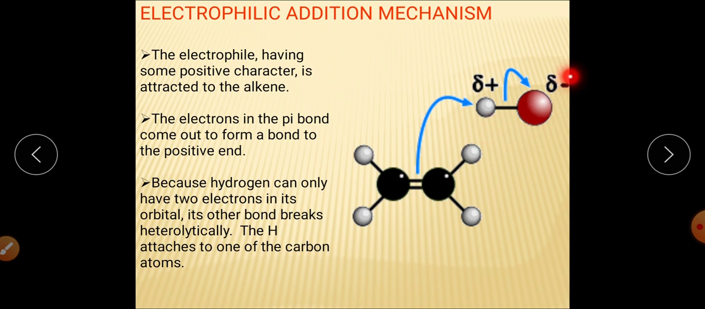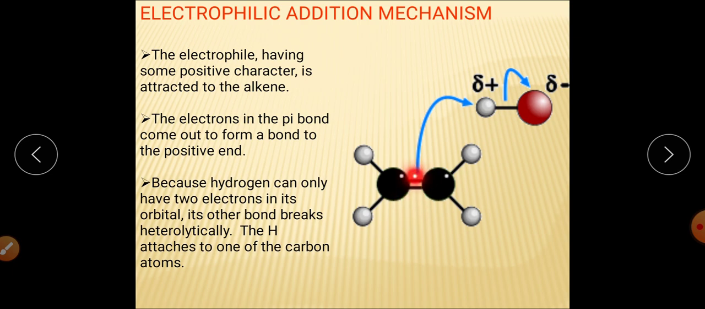The molecule with which this alkene undergoes addition either has an electronegativity difference, because of which one center has a positive charge and the other a negative charge, or, when it comes in contact with the alkene, it gets polarized. Because of polarization there is charge separation, and one end acquires a positive charge and the other a negative charge.